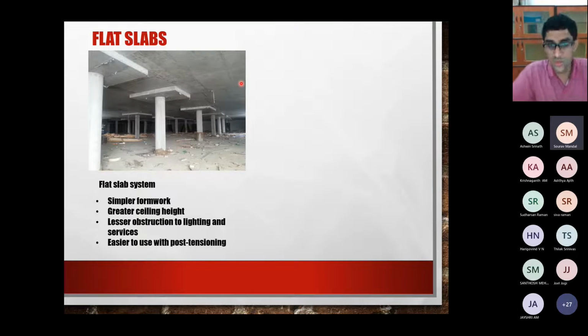Now, after talking about that, I can come to what is meant by a flat slab system. Now, what is unique about this roof that you see? What all do you see? What all do you not see in this structure? What all structural elements are present? What all structural elements are not present?